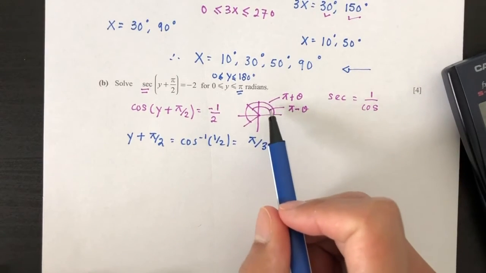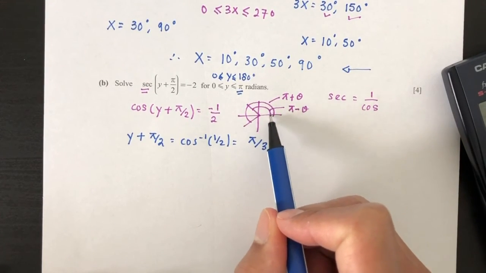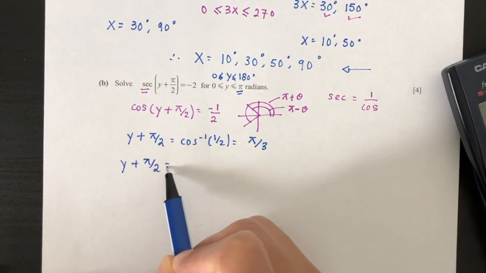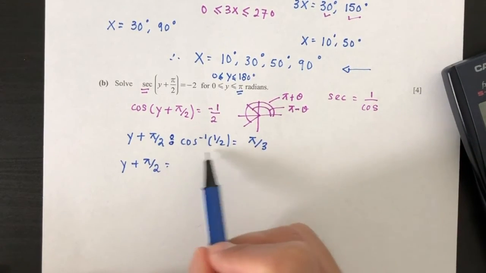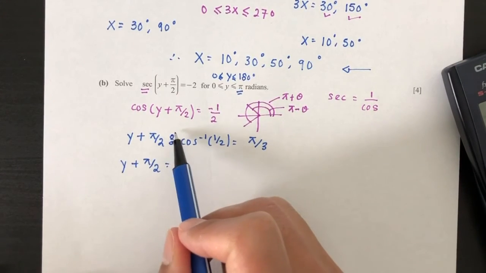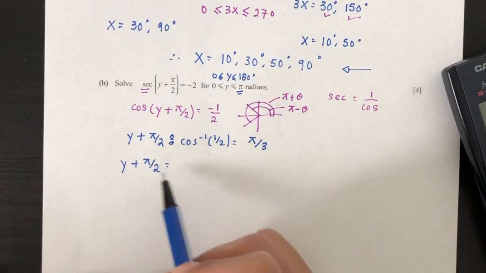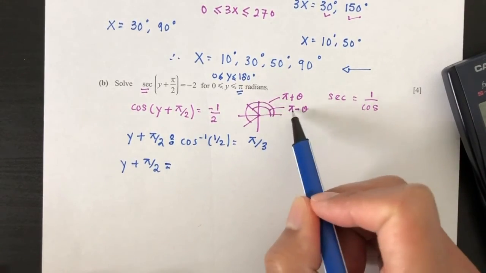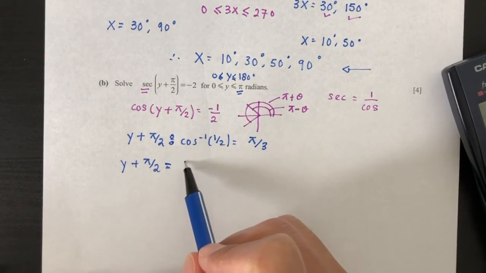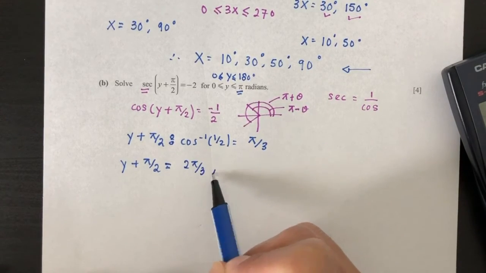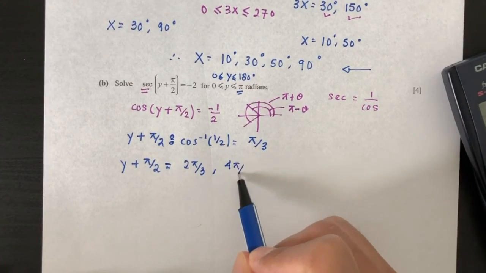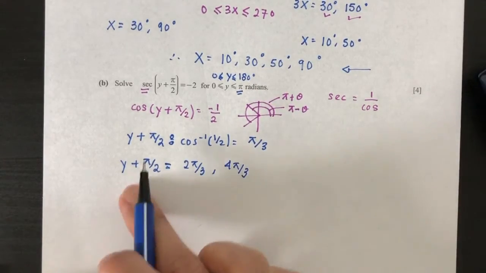Now we have to find those two values. The first one is pi minus this, so y plus pi by 2. So this is not together. We are just trying to find the values for this. So this is now equal to, the first one is pi minus this, that will be 2 pi by 3. And this one is pi plus this, that will be 4 pi by 3. Those are the two values for this.